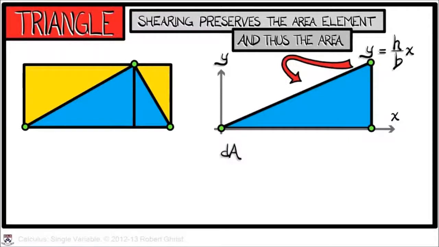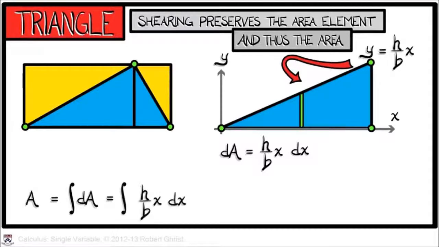Now let's consider a slightly different area element, this one vertical. The height of that vertical strip is going to be, from our equation for y, h over b times x. The thickness is dx. And thus, computing the area as the integral of the area element, what do we get? We get the integral of h over b x dx as x goes from 0 to b.